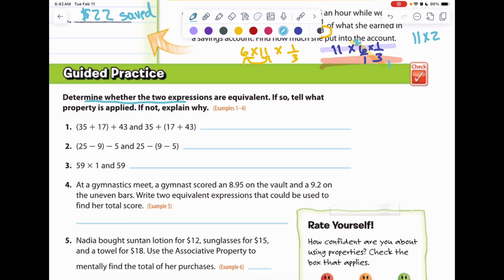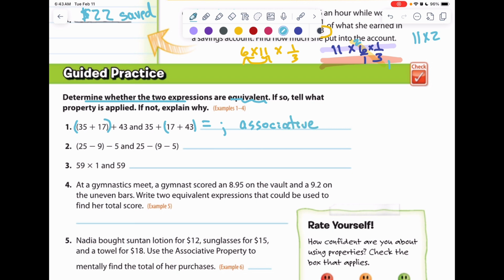All right, let's try these. Determine whether the two expressions are equivalent. If so, what property is applied? If not, explain why. Okay, so we have 35, 17, 43, 35, 17, 43. Same numbers, all addition. They are equivalent. What property? They're in the same order. Here, 35 and 17 are grouped. Here, 17 and 43 are grouped. So this is associative.